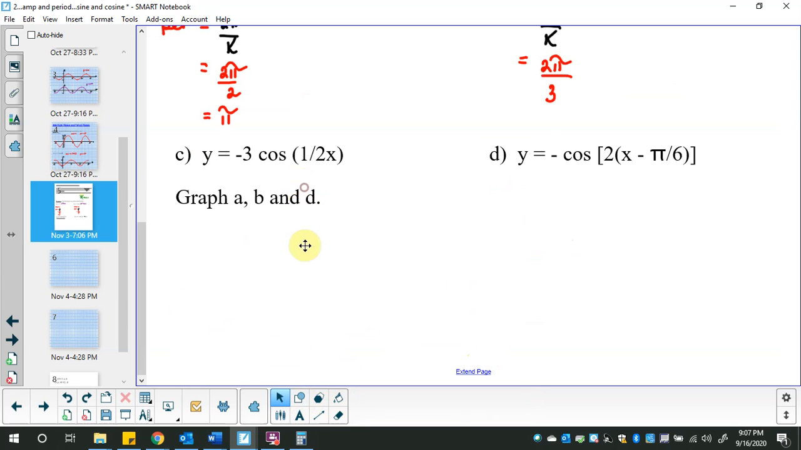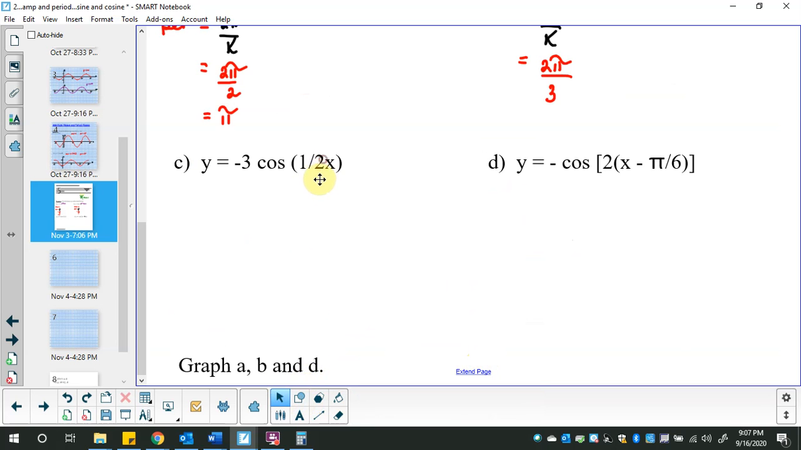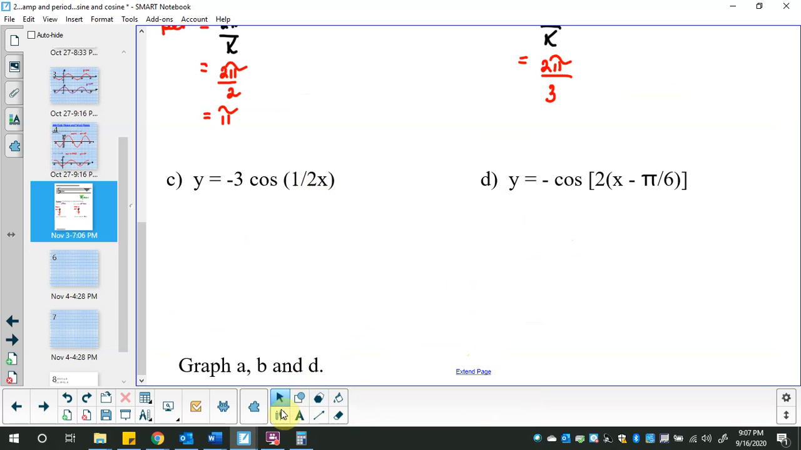Next question. Still working on both characteristics, so I'm going to do amplitude.